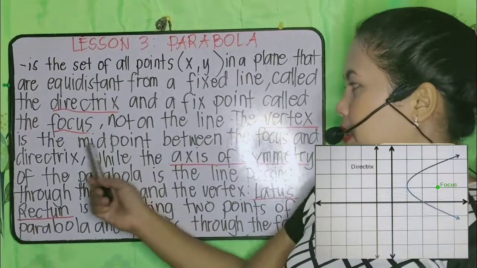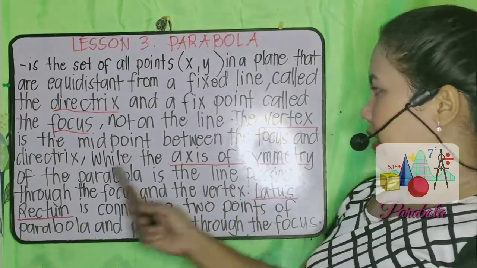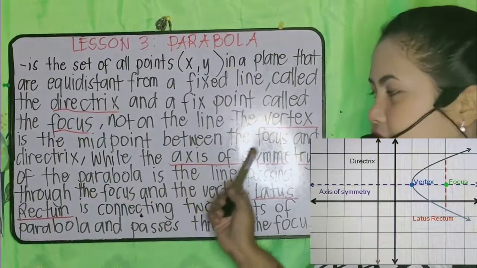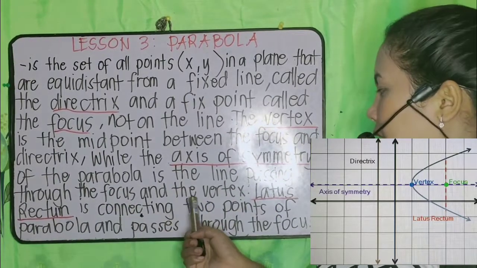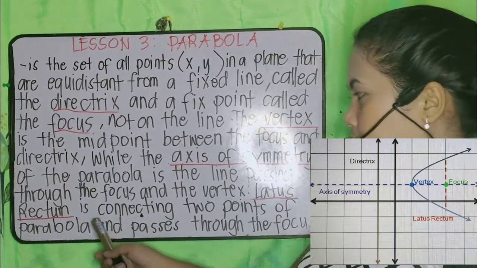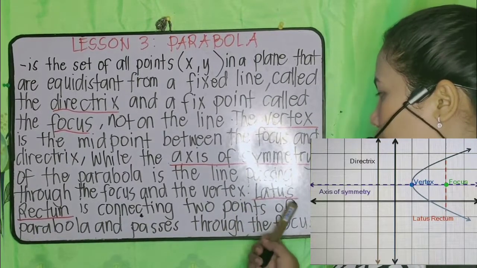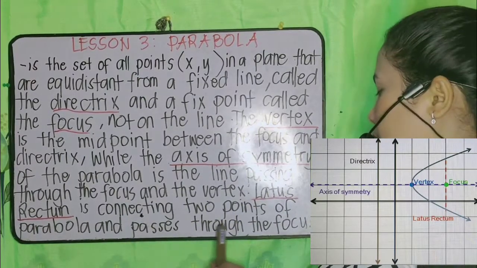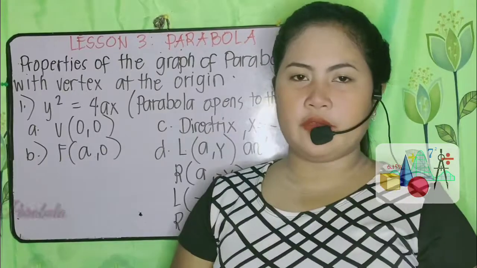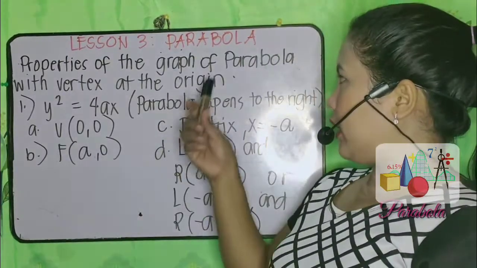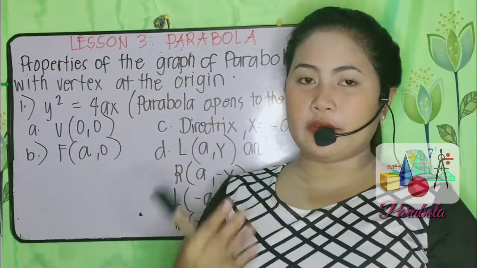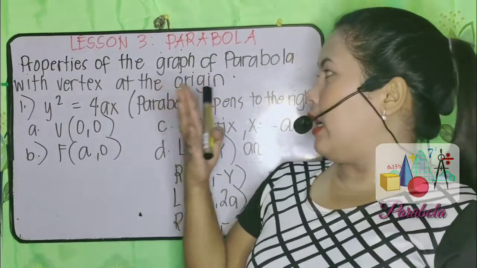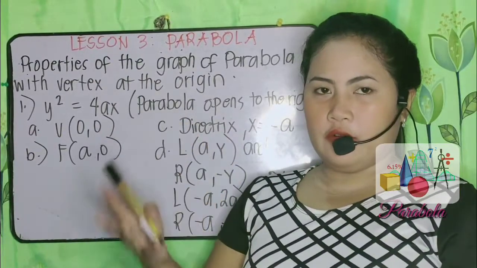The vertex is the midpoint between the focus and directrix, while the axis of symmetry of the parabola is the line passing through the focus and the vertex. The latus rectum is the segment connecting two points of the parabola and passes through the focus. So we have here four properties of the graph of a parabola with vertex at the origin.